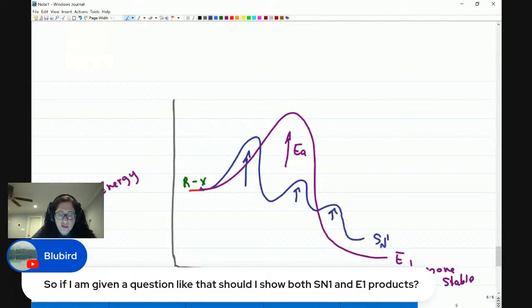If I'm given a question like that, should I show both SN1 and E1? Yes, unless your professor is the type who specifically says heat means E1 only. If that's what they say, that's the product you want to give. Otherwise, make sure that you show both of them.